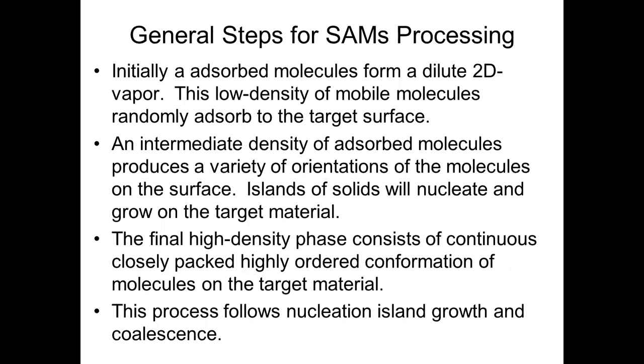So general steps for self-assembled monolayers. Initially, we'll adsorb molecules from a dilute two-dimensional vapor. This low density of mobile molecules randomly adsorbs to the target surface. An intermediate density of adsorbed molecules produces a variety of orientations of the molecules on the surface. So we'll have islands of solids that nucleate and then grow on the target material. The final high-density phase consists of a continuous, closely packed, highly ordered conformal layer of molecules on the surface. This process follows the nucleation, island growth, and coalescing that we're familiar with in two-dimensional thin film deposition.